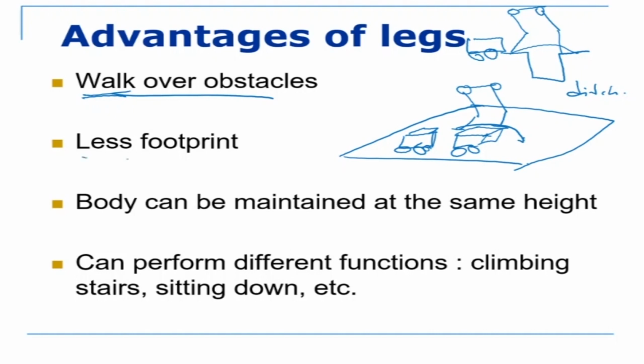Now a foot normally has less footprint. What do you mean by footprint? If I look at a vehicle going, this is my vehicle top view. These are four wheels. When the vehicle is going, it will have tracks. Whereas if you have a biped robot, it will just have a lesser footprint. It is just putting its foot. So there is less footprint as compared to a mobile robot.